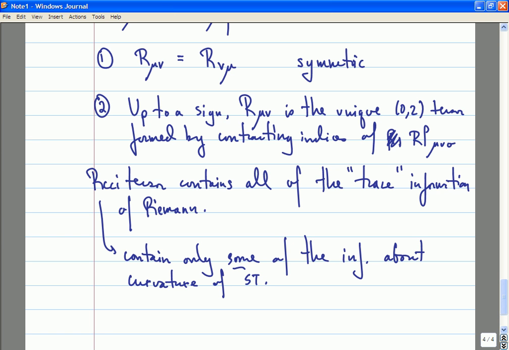And one can take this one step further. So the Ricci tensor is a symmetric 0, 2 tensor. And I could also take the trace of the Ricci tensor in order to obtain a scalar.